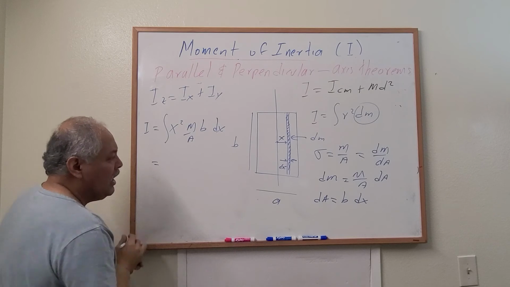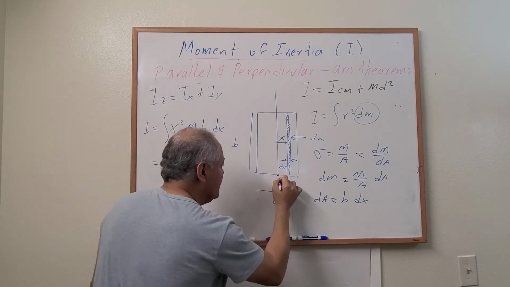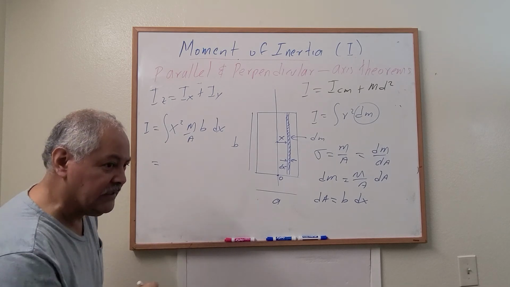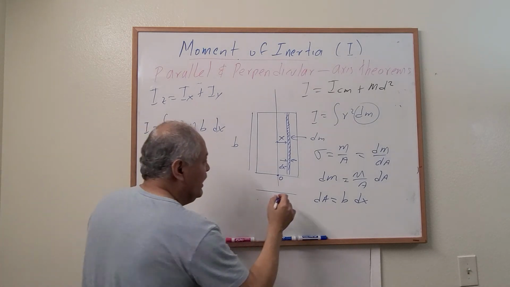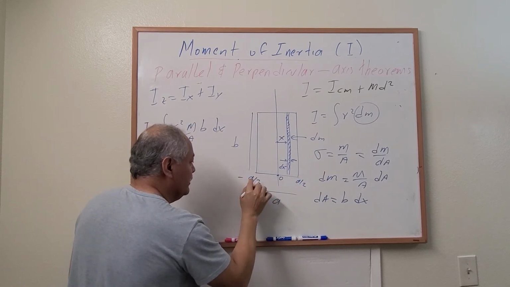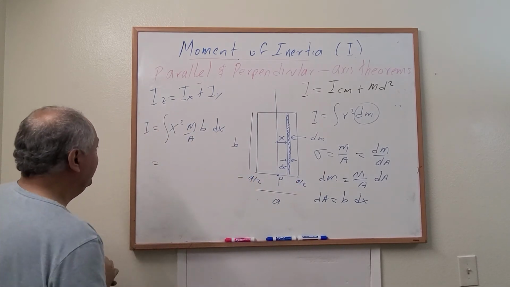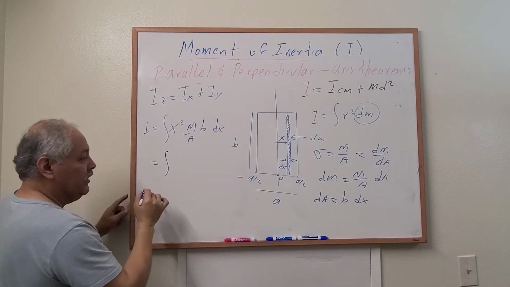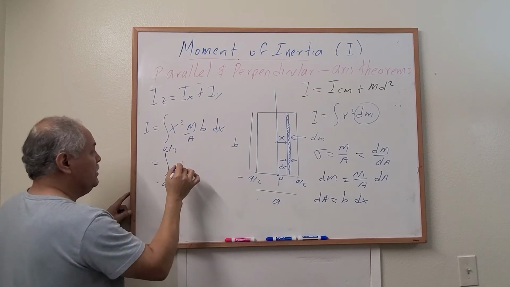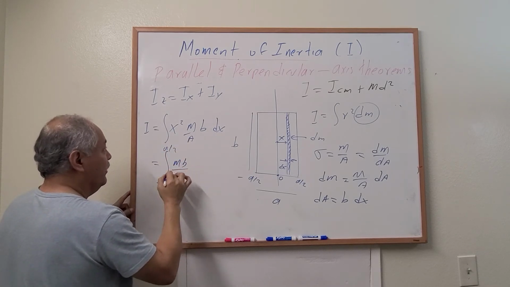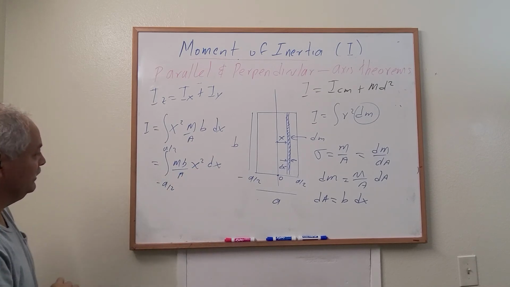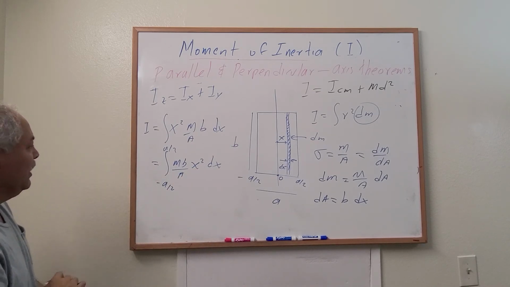Okay, let's do it. So it's equal to, what is the limit? If this is zero, the symbol for that axis as the reference point, then the distance from here to here is a over 2, and from here to here is negative a over 2, correct? Perfect. So we have the integral from negative a over 2 to a over 2 of Mb over a, x squared dx, correct?